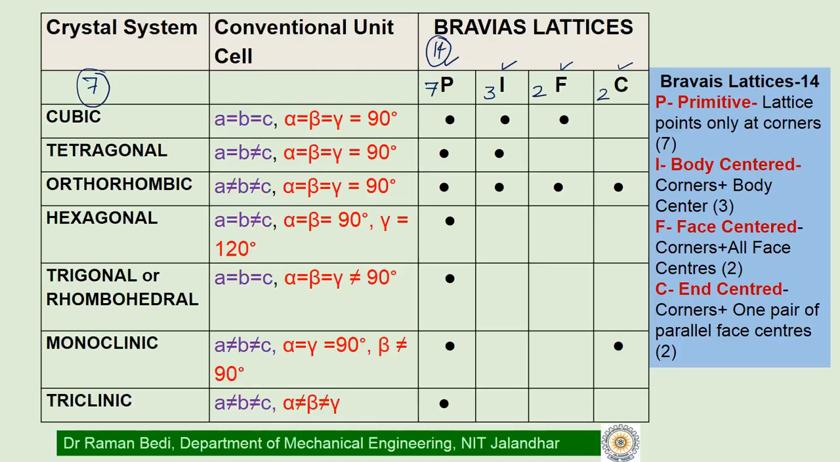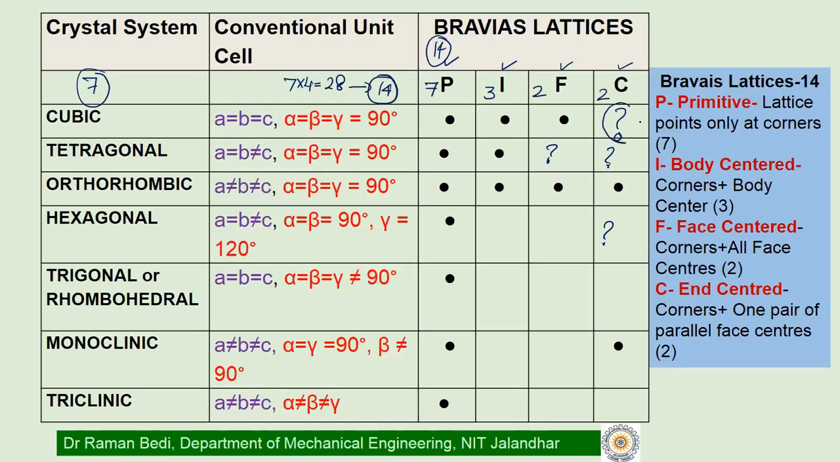We will answer today why certain things are missing here, like why we find that this end-centered cubic is missing. I will answer it today. We have already said that there are vacancies in this table. Although you could have 7 into 4, 28 possible Bravais lattices, we have only 14. So some of those absentees are actually maybe duplicates.